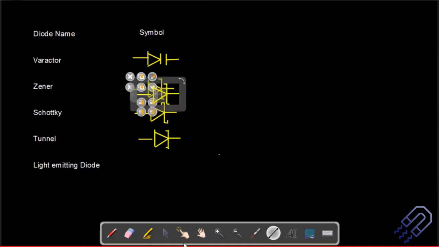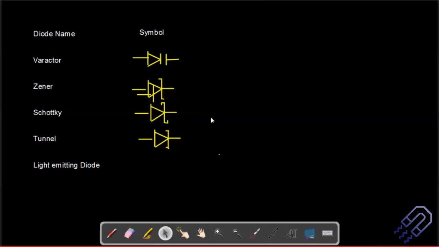And the light emitting diode looks something like this. Just a sec, give me a moment. Just correct this.